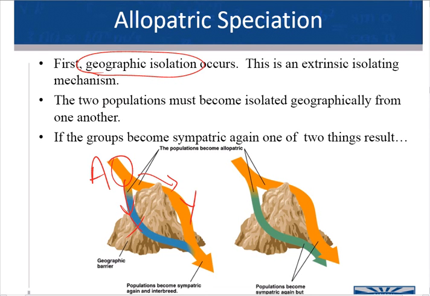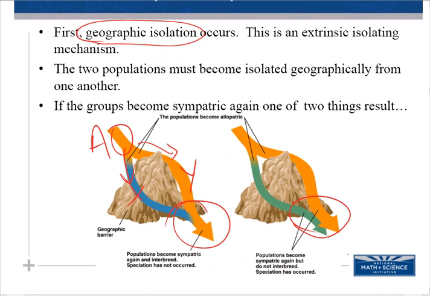If they accumulate so many differences that by the time they eventually migrate back together, thousands of years later maybe, and the two populations meet once again, if they can no longer breed with one another, then we would say that speciation had occurred. If they can still breed with one another, then we say speciation had not occurred. Okay, so on the right we see speciation, on the left speciation didn't occur.